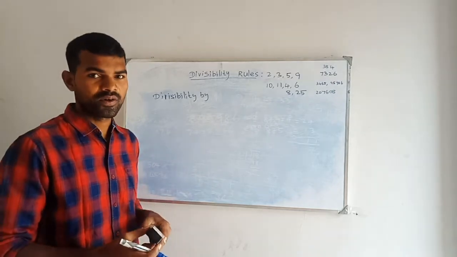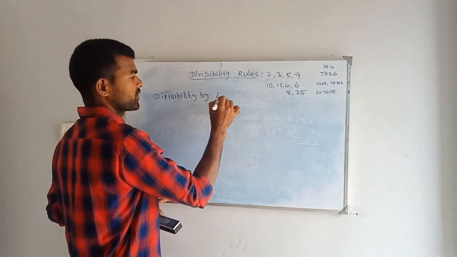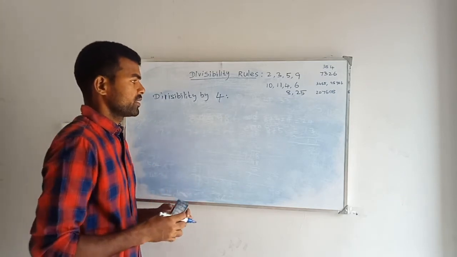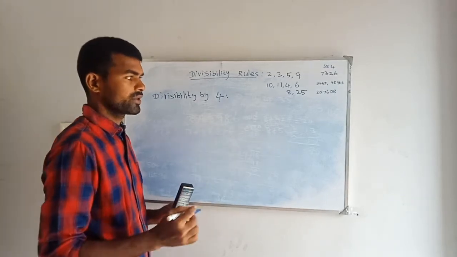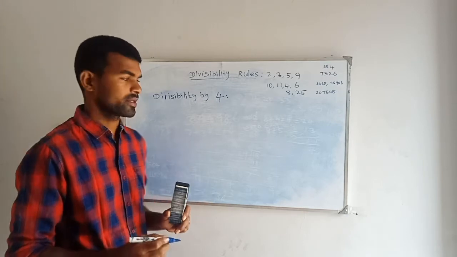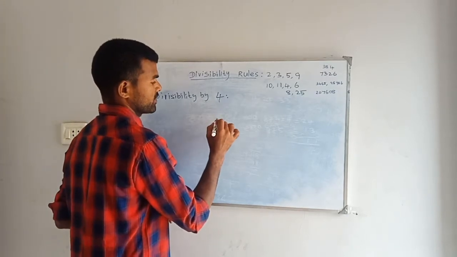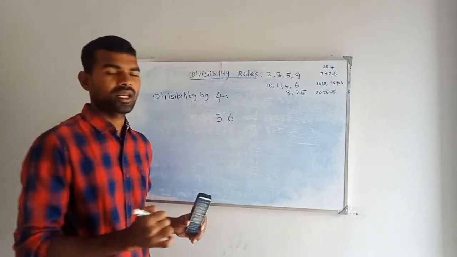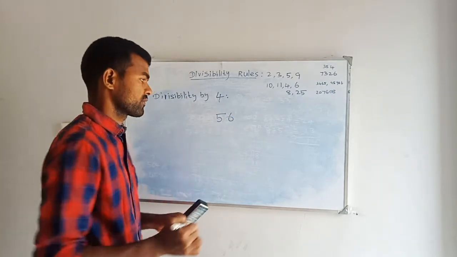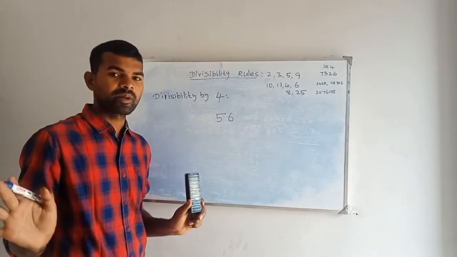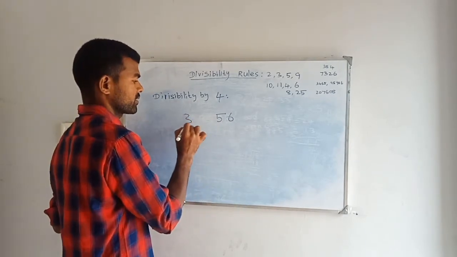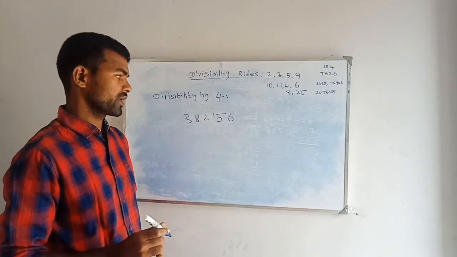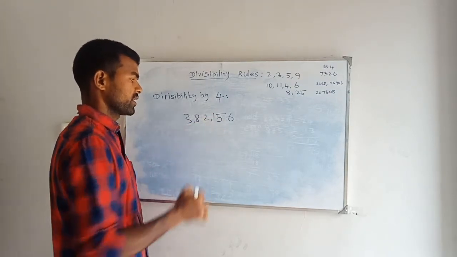Divisibility by 4. The divisibility by 4 rule says you have to see the last two digits. Let us see this number. This is the number given.